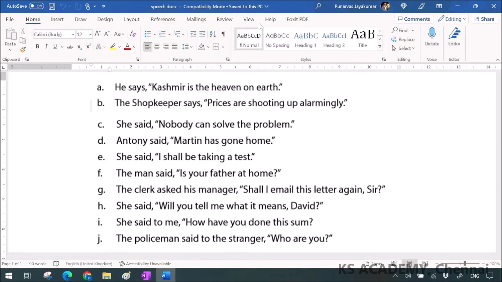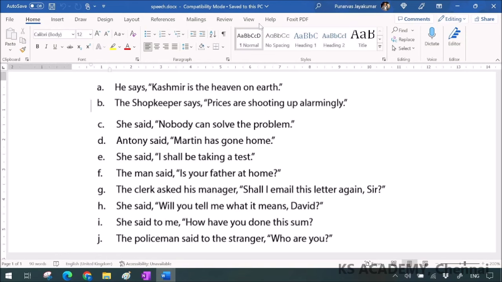The man said, is your father at home? The man asked him, or the man asked me? You can write whatever you want. You can say the man asked him, the man asked her, or the man asked me. Generally you can write me also, it's fine. The man asked me if my father was at home. Or you can also say the man inquired of me if my father was at home. Anything you can write, no problem.